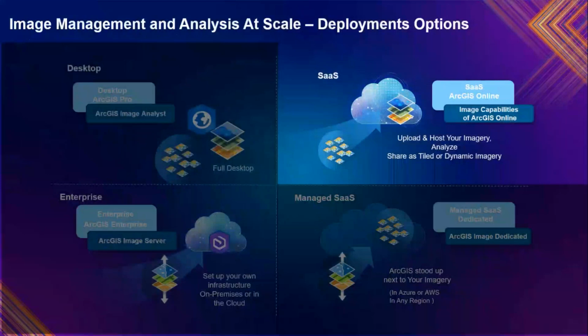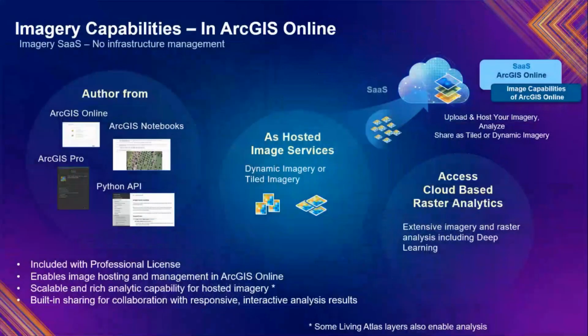Briefly about ArcGIS Online. ArcGIS Online is a SaaS, software as a service. As a SaaS, you don't have to install anything. You can upload and host your imagery in ArcGIS Online and then get access to it. In this case, you can do the authoring from ArcGIS Pro or directly in ArcGIS Online or notebooks. You publish the data, you push the data into ArcGIS Online. You see it as hosted image services. In other words, the data is being loaded into ArcGIS Online.